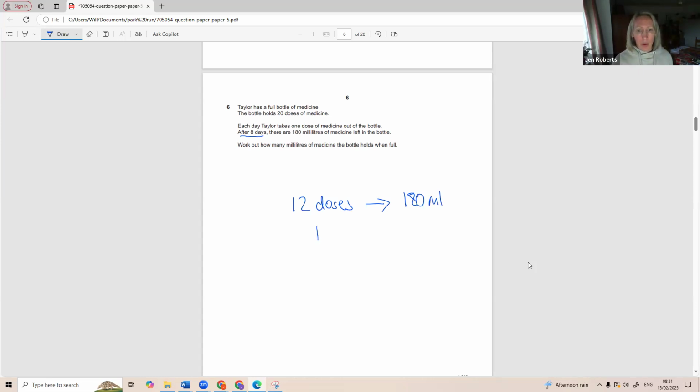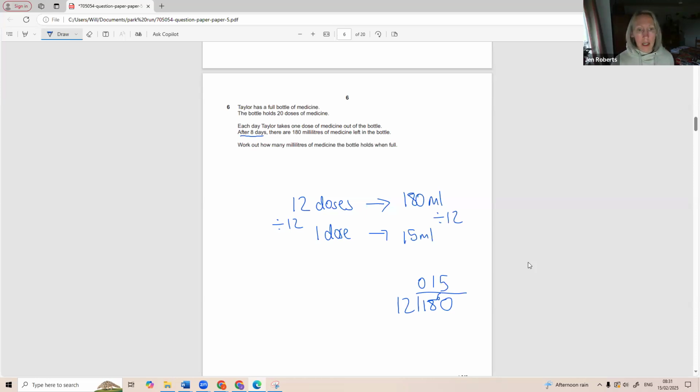So I want to work out what 1 dose is worth. So I'm going to divide both sides by 12. Okay, so do a little bit of a bus stop method here. 12s into 1, can't do. 12s into 18 is 1, remainder 6. 12s into 60 is 5. So 15 mil. 1 dose is 15 mil.